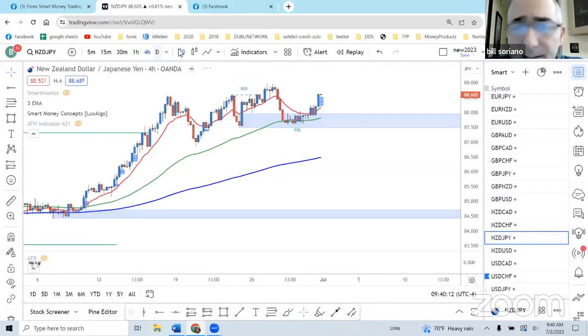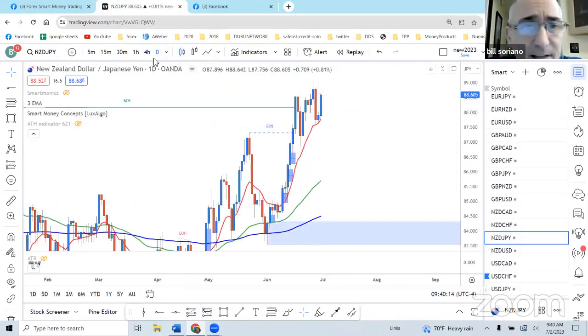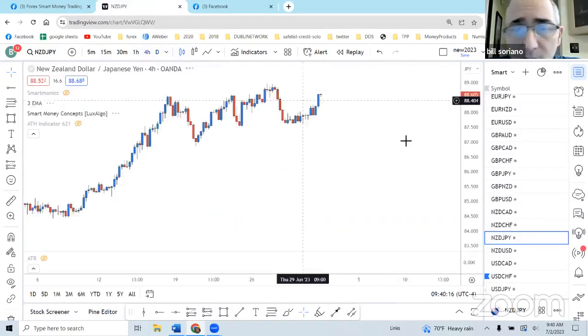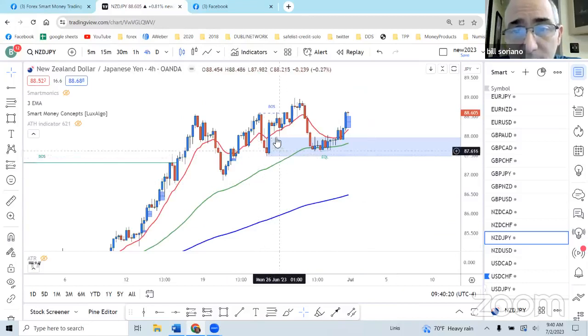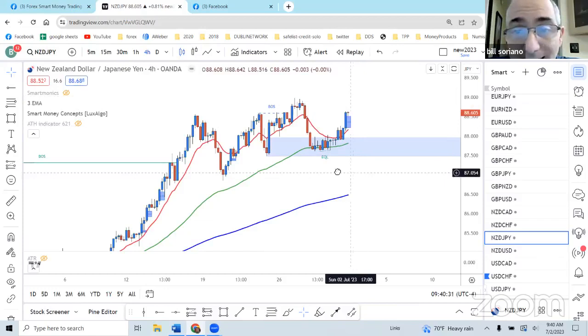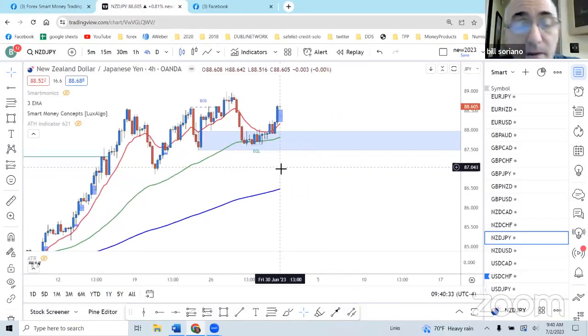Okay, so looking again, we want to look at the daily. We see the daily is very bullish, right? The 4-hour is still bullish, right? Now, they're marking up this area down here, which has already been hit, right? You can see you have a break of structure. So this area here has already been hit. Price has already reacted off of that area.